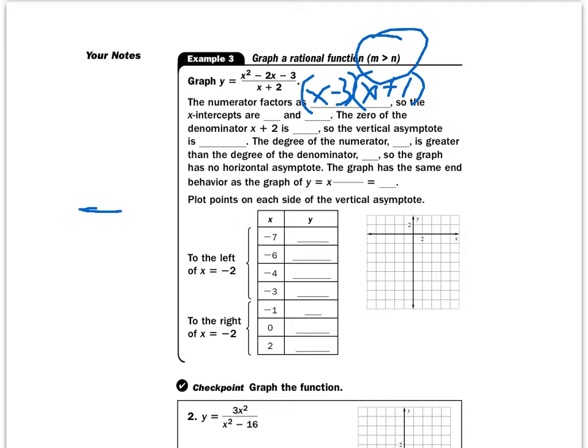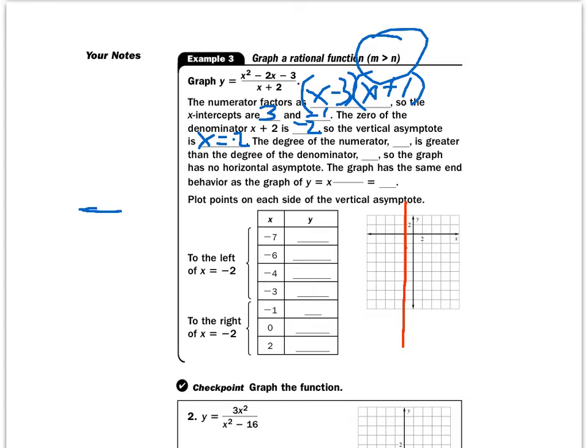So use the snip method or whatever you use to get that. But negative 3 and 1 multiplied to be negative 3, they added to be negative 2, so that's how I factored that out. So the x-intercepts, the things that would make the top 0, would be 3 and negative 1. The 0 of the denominator, x plus 2, is negative 2, all important numbers. So the vertical asymptote is at negative 2. X equals negative 2. That means I have my x equals negative 2. I have a vertical asymptote right there.